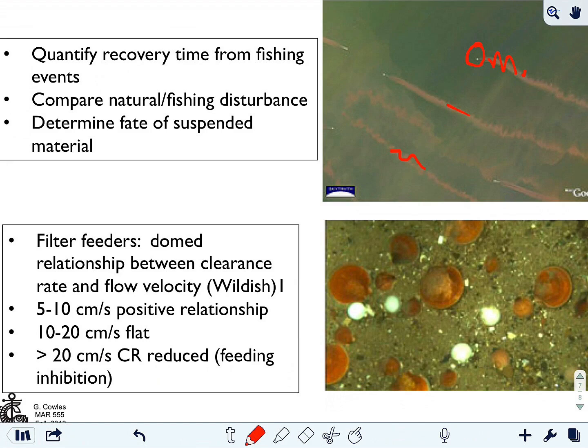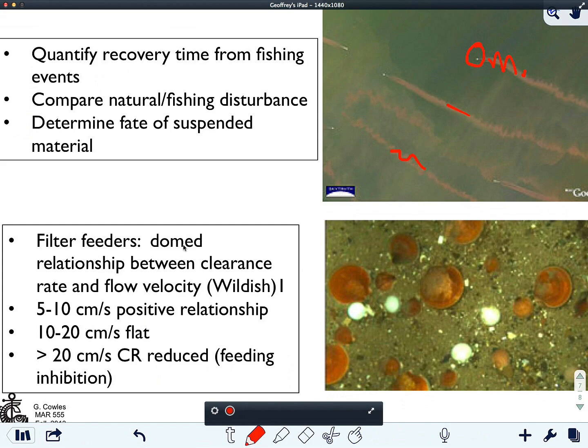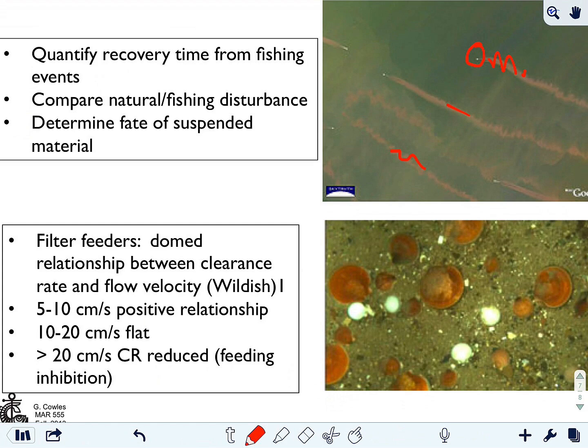So larger ones are better able to survive. And also when the flow starts moving and you have this kind of suspended sediment in the water column, what they're eating, they're trying to pull out the actual nutrients from the water column, which may contain a lot of solid materials. So they have a way of filtering out these solid materials, but they can only filter to some degree. So you get typically this kind of domed relationship between clearance rate and flow velocity. So flow velocity going this way and clearance rate, you have a domed relationship.